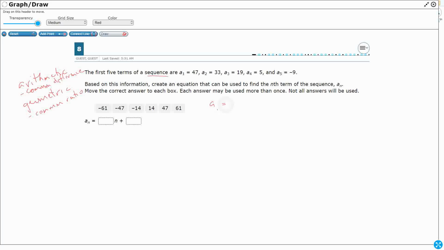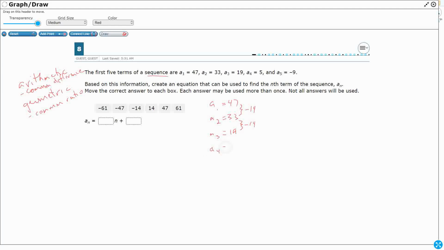So I've got a sub 1 is 47 and a sub 2 is 33. I can't think of really any way to multiply or divide to get from 47 to 33, at least not with whole numbers. So let's start with subtraction. Okay, so 47 to 33, we're taking away 14. Let's see what a sub 3 is. It's going to be 19. Does that same pattern hold? Yes, it's another minus 14.